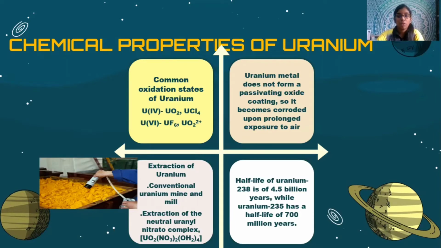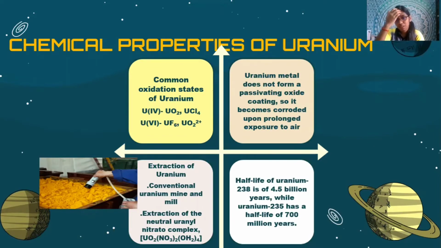Uranium metal does not form a passivating oxide coating. Passivating basically means to make the metal less susceptible to corrosion; usually you will coat it with some sort of material such as an oxide. The problem with uranium metal is that it does not form this passivating oxide coating, so if you expose it too long to air, it will become corroded.